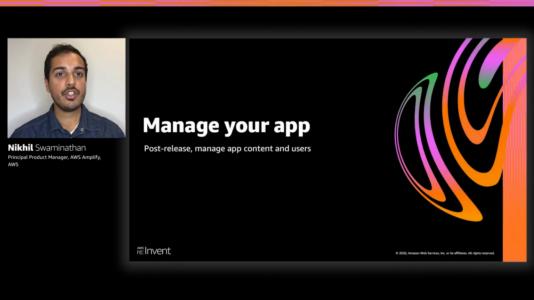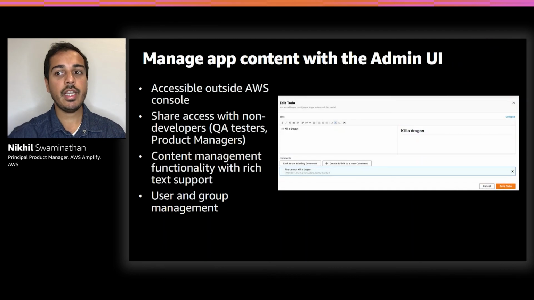Great, so now we've shipped V1 of our app, and we are also working on V2 of our app. But in the interim, our users have feedback and will have issues. How do non-developers now interface with users? So what we have with the admin UI is we have a way for non-developers to actually manage the application content. And that's because the admin UI is accessible outside the AWS console.